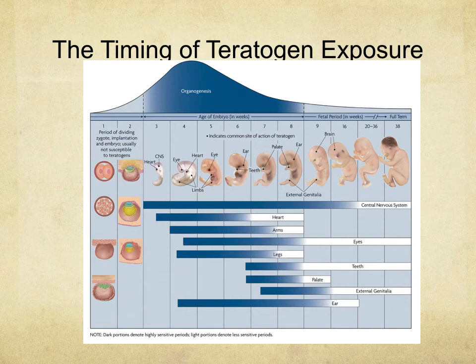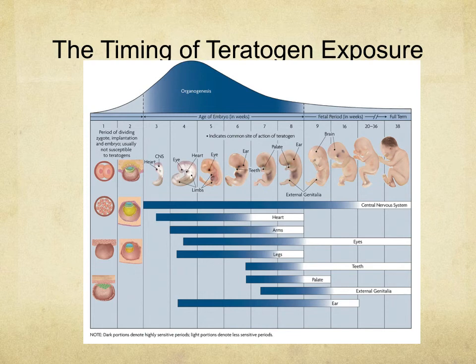A teratogen is any kind of substance that could cause damage to the growing embryo. The timing of teratogen exposure is crucial. Notice in the graph that teratogens have the most impact during the embryonic stage, except on certain parts of the body, such as the brain and the ears, which continue to be at risk for teratogenic effects because they continue to grow and develop during the fetal period.